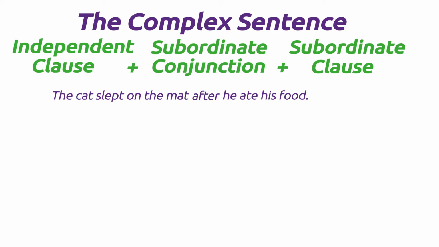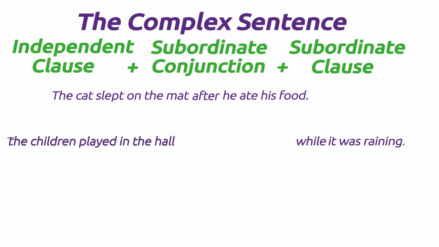Let's build another complex sentence. The children played in the hall, the independent clause, while it was raining, the subordinate clause. While is the subordinate conjunction.